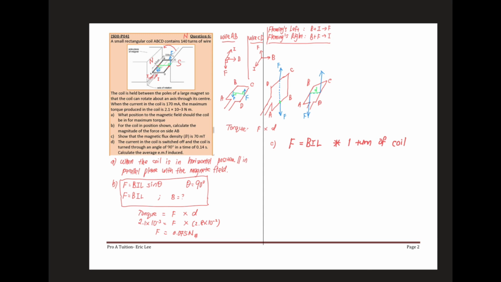Now you have 140 turns. The force created is this value, and this value is because of 140 turns. So we have to work out accordingly, which means for 140 turns, we have to times by 140.